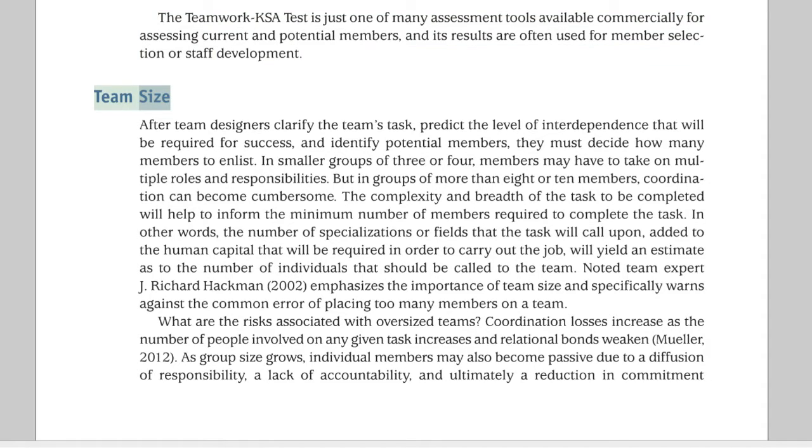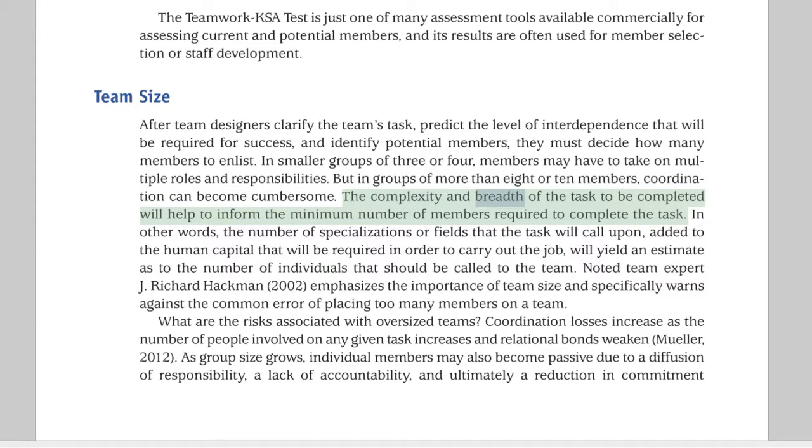Team size. After team designers clarify the team's task, predict the level of interdependence that will be required for success, and identify potential members, they must decide how many members to enlist. In smaller groups of 3 or 4, members may have to take on multiple roles and responsibilities. But in groups of more than 8 or 10 members, coordination time can become cumbersome.